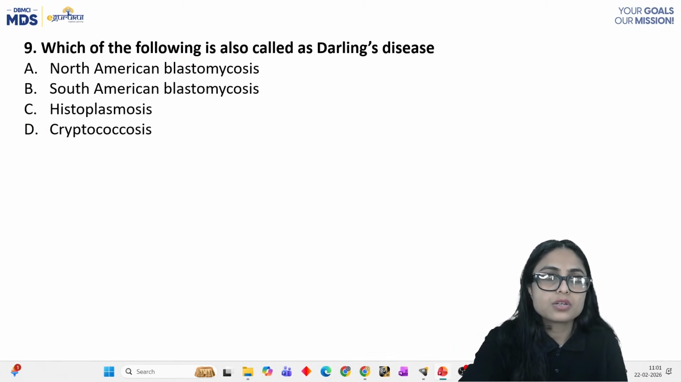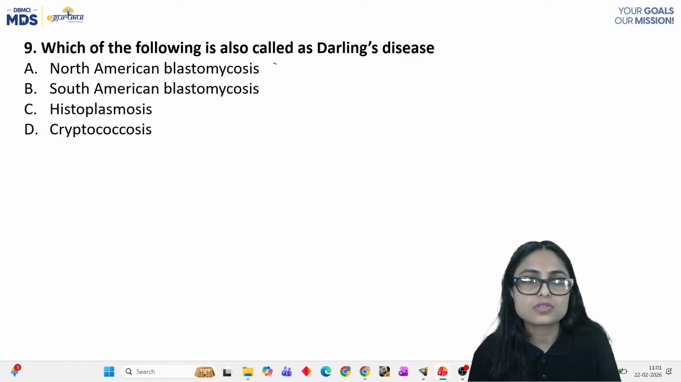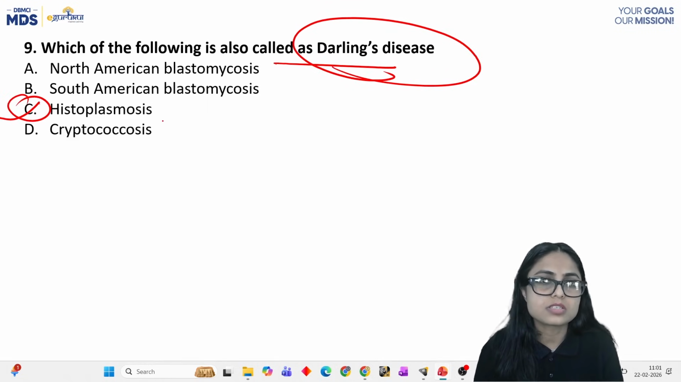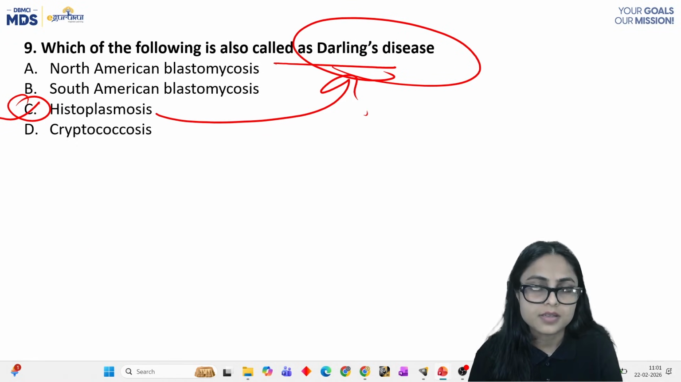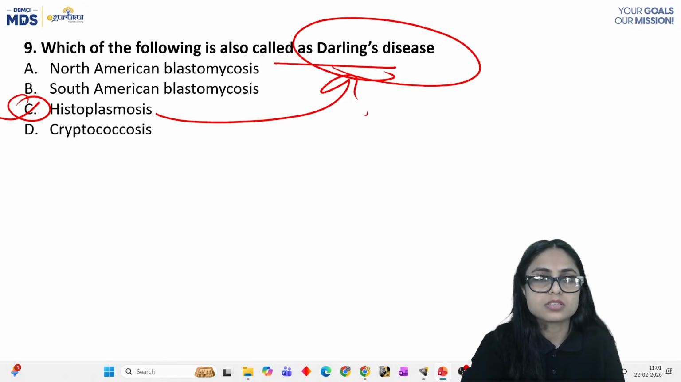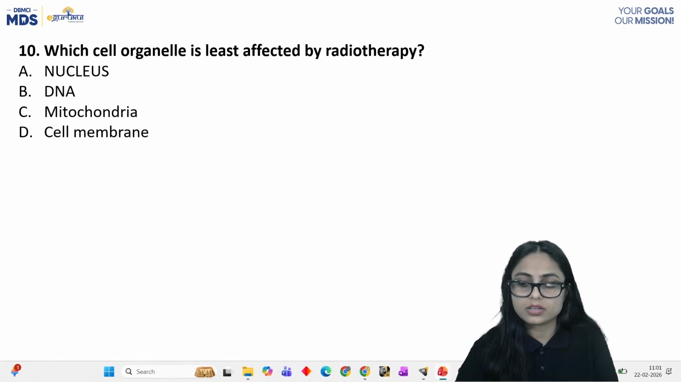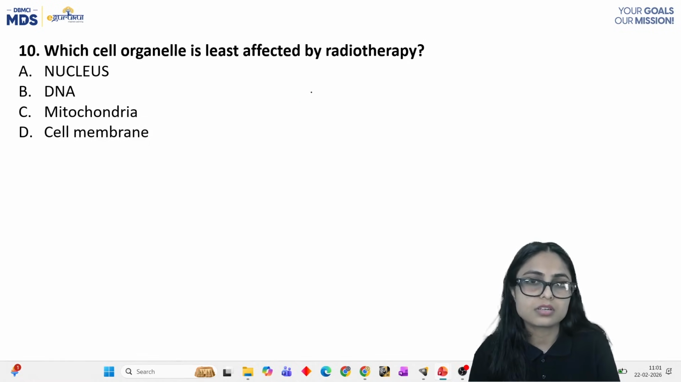Moving on to question number 9. Which of the following is also called Darling's disease? Very easy, very factual question. Histoplasmosis is called Darling's disease. Then we have the 10th question: which cell organelle is least affected by radiotherapy?